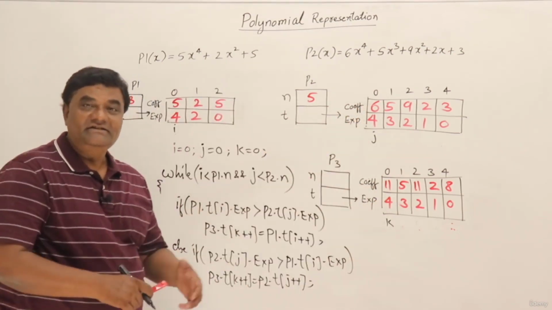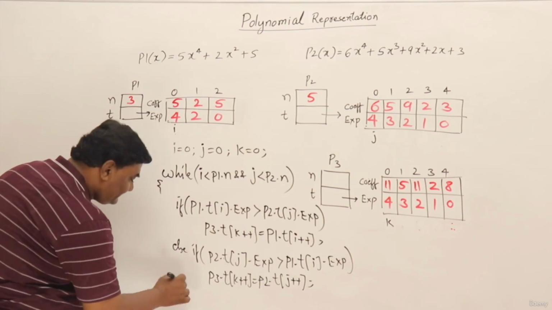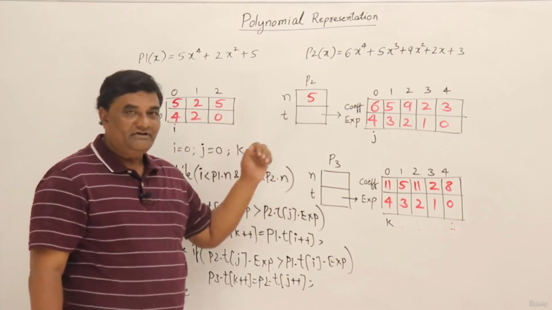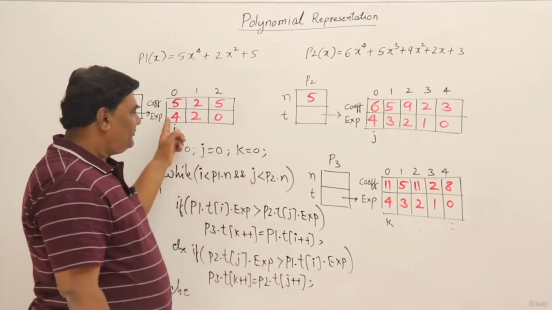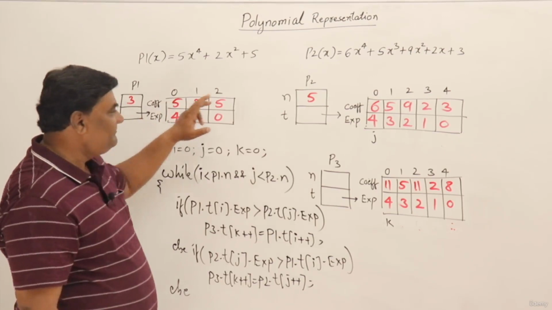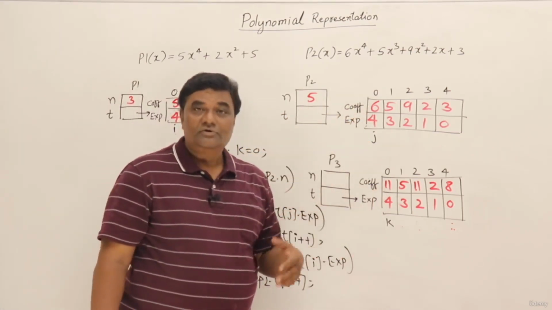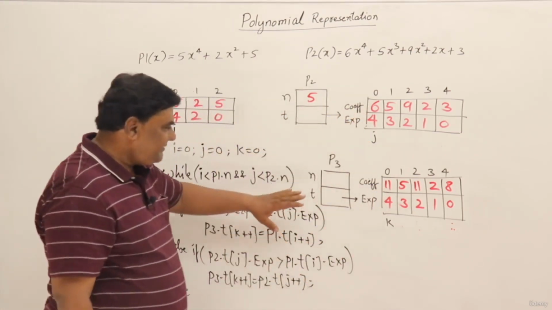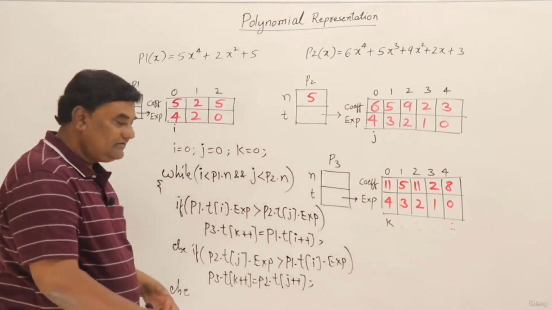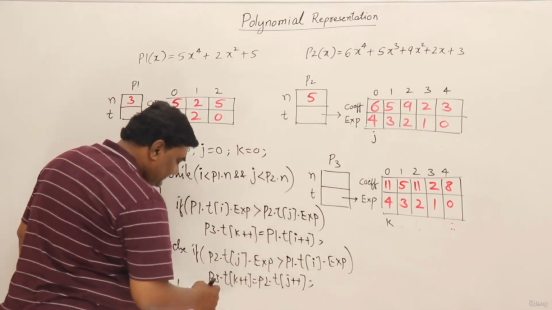The last thing, final else. Else what we should do? So in final else means both are equal. Both are equal means exponent should be taken as it is, but coefficients must be added, like 5 plus 6 we were adding. So coefficients must be added. So I should prepare two terms of this one, exponent and coefficient. So let me write on this one. So I have to write two statements here.